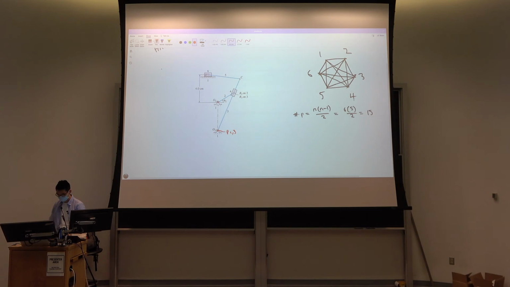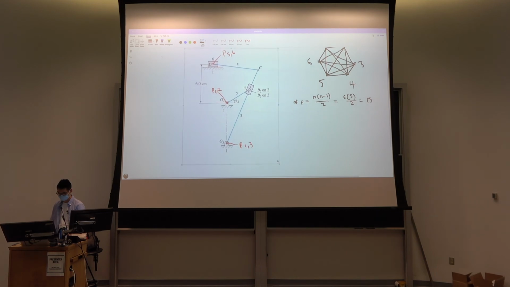Over here we have P12, right? It's the turning pair between link 1 and link 2, so it's P12. Over here we have P56. So let me see if I can make this diagram a little bigger. Hope this works. Okay, that's better.